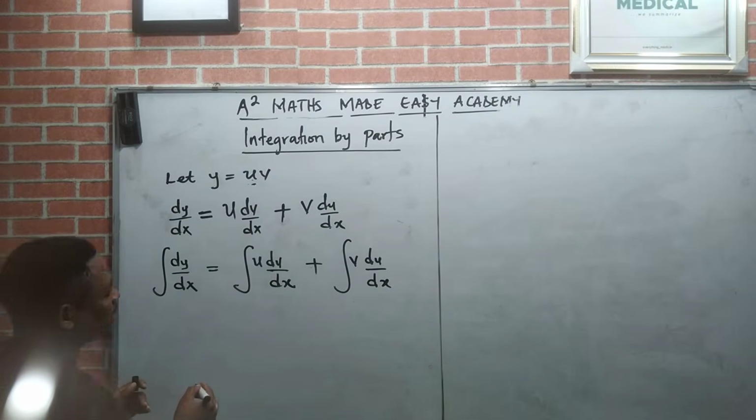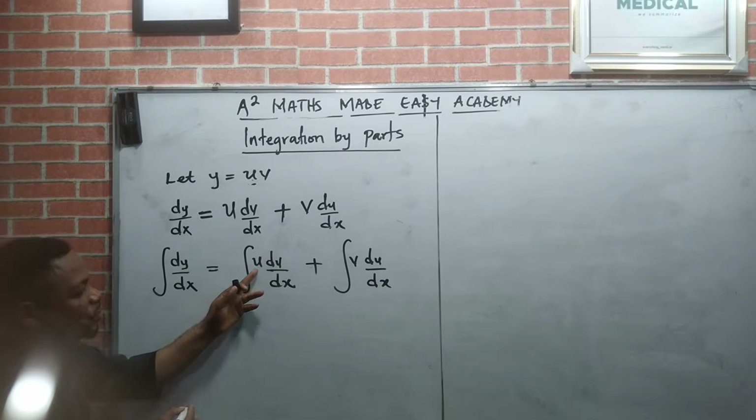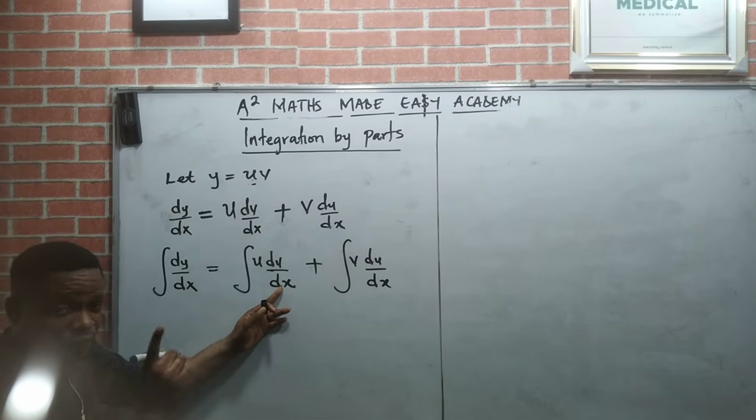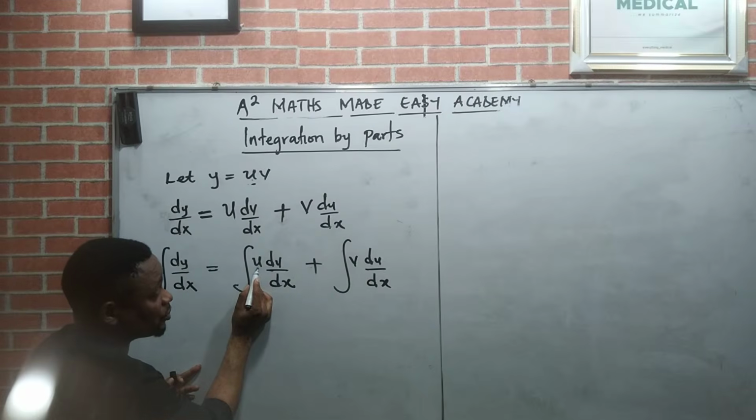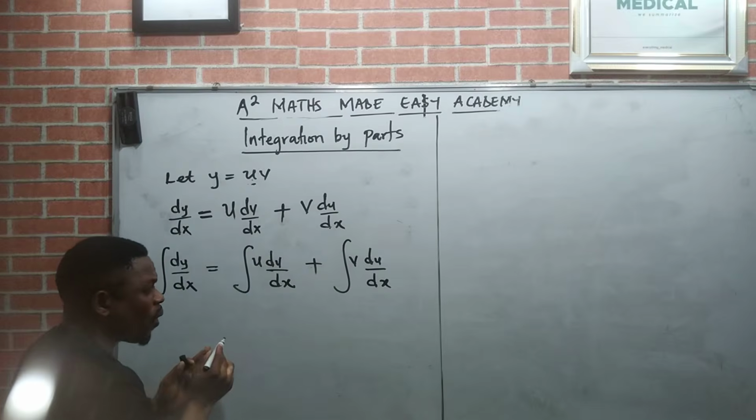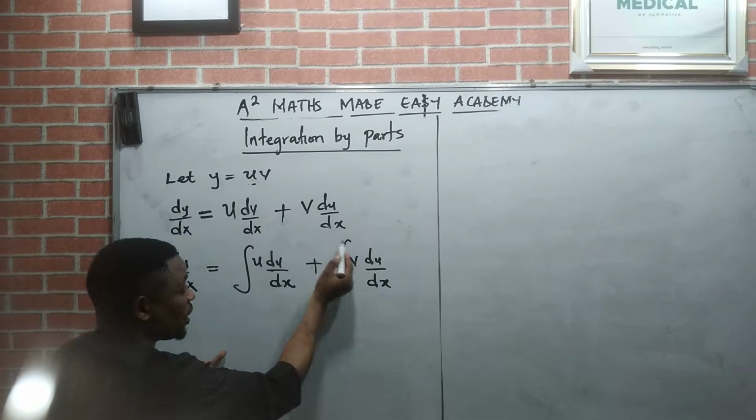Now, what is our target? Our target is to make u dv/dx the subject of the formula. How? This u is regarded as differentiation, and this dv/dx is regarded as integration. What will I do? I will now carry this to the left hand side.